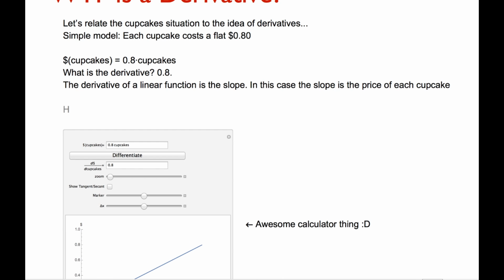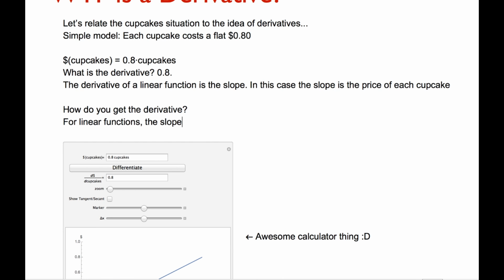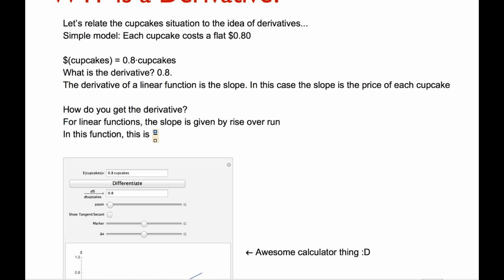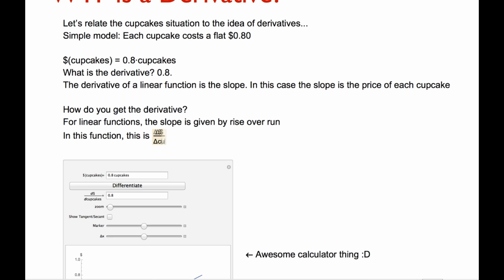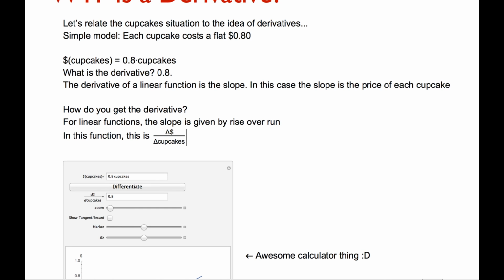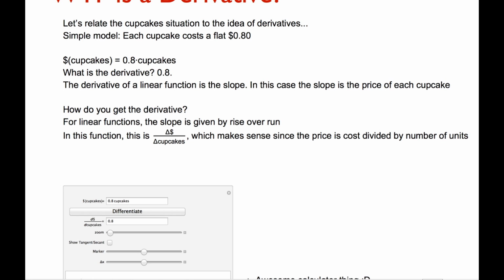So how do you get the derivative? Well, for linear functions, it's quite simple. The slope is just given by rise over run. You'll remember this from high school. In this function, this is given by delta dollars over delta cupcakes, so change in dollars over change in cupcakes, which makes sense because the price is simply the cost divided by the number of cupcakes that you bought.